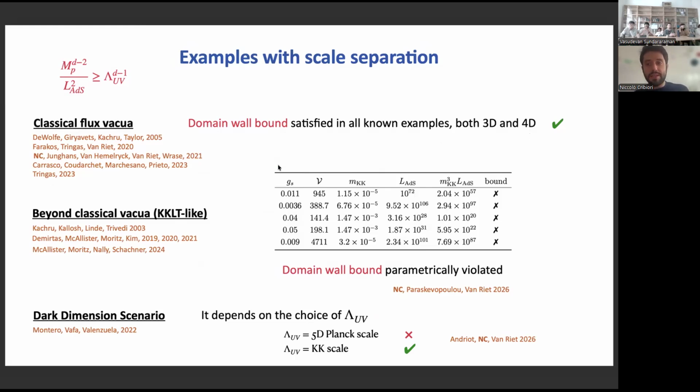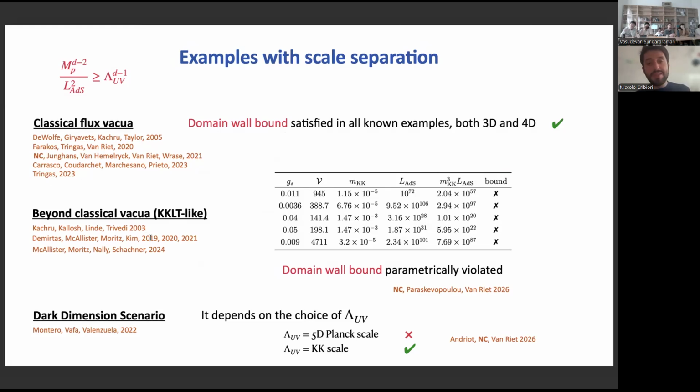Whenever you go beyond classical vacua, however, the situation becomes more interesting. For example, I didn't mention it, but there is a very well-studied proposal for a de Sitter vacuum in non-perturbative string theory, which is called KKLT. And among the other properties, to realize it, you have to achieve an AdS vacuum with scale separation, with a certain degree of scale separation.